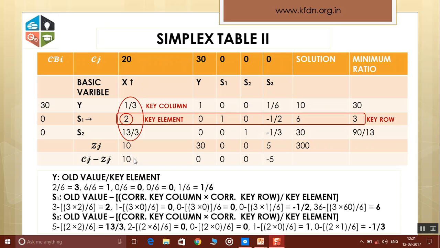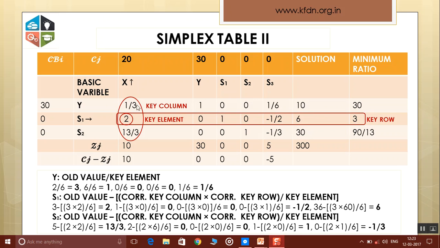So the next step for moving further was to determine the key column, key row and the key element for determination of the entering variable and the departing variable. Now we'll determine the key column in the same fashion as done earlier. The maximum value is 10, so we'll determine this column as the key column, and after calculating the minimum ratio, which is done by solution variable divided by key column: 10 divided by 1 by 3 equals 30. 6 divided by 2 equals 3. And 30 divided by 13 by 3 equals 90 by 13. So we can see over here the minimum value is 3. So we keep this row as the key row.